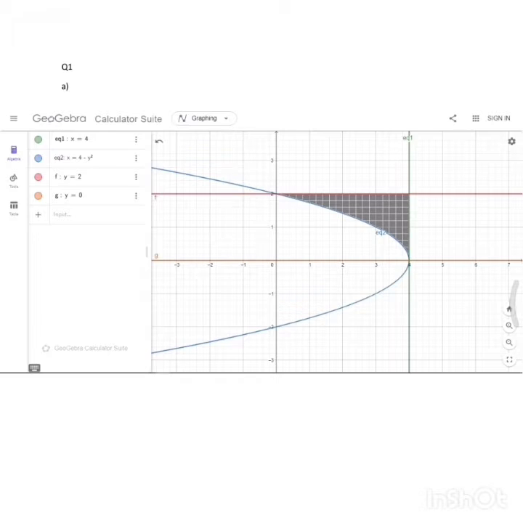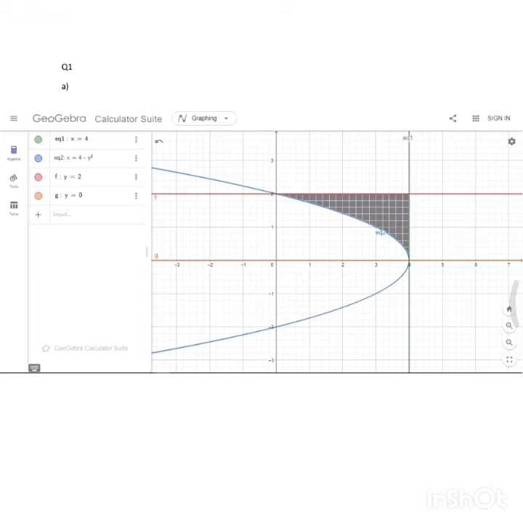I'll be giving my presentation on assessment for the subject MAT 455. In the first question, students are asked to find and plot the region of the graph using mathematical software like GeoGebra. To draw the graph, students firstly need to understand the equation given in the question.